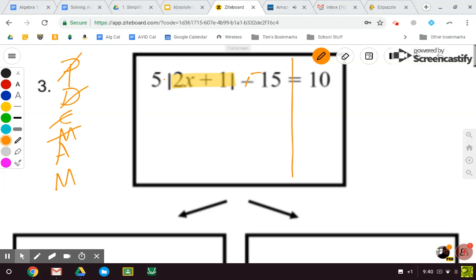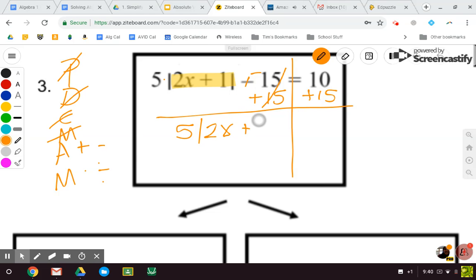Now this one is our add, subtract, and this one's our multiply, divide. So we're going to do the add, subtract first. So that's where we move this 15. So we're going to add the 15 to both sides. So I got 5, absolute value of 2x plus 1 is equal to 25.